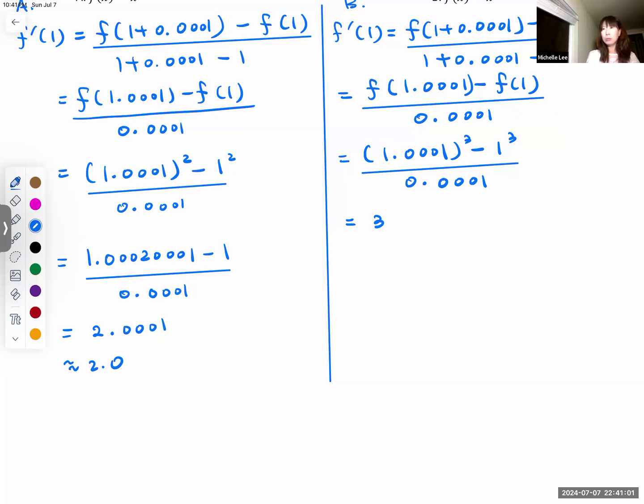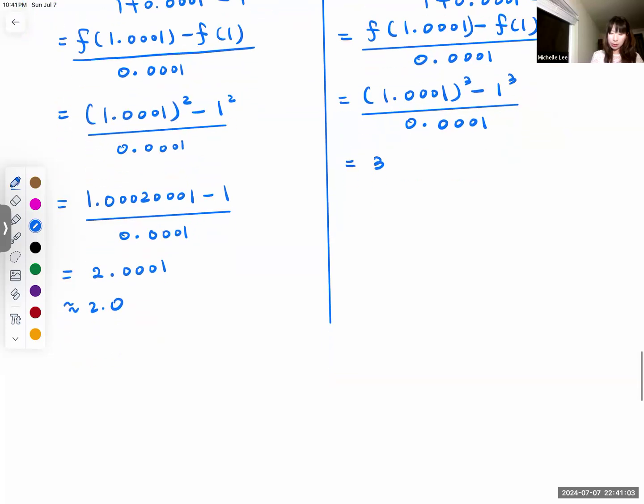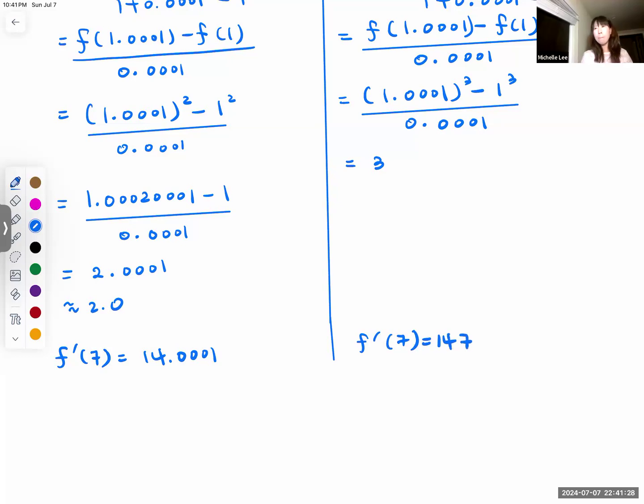So first try f prime of 7. So let me just give you the answer then. 14.0001 in here. 147. F prime of 7 equal to 147. Same process, okay?